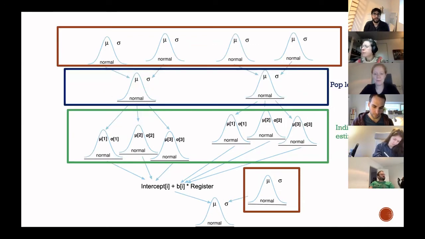Right. And it's at this level that we then add the priors for the mean and the standard deviation of the population level intercept, for the mean and the standard deviation of the population level slope by register, difference by register.